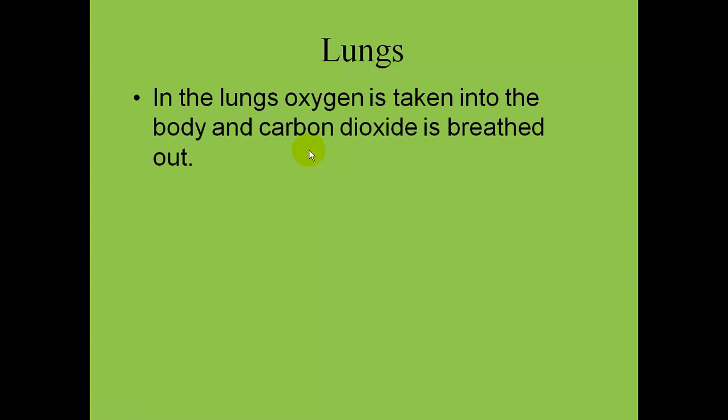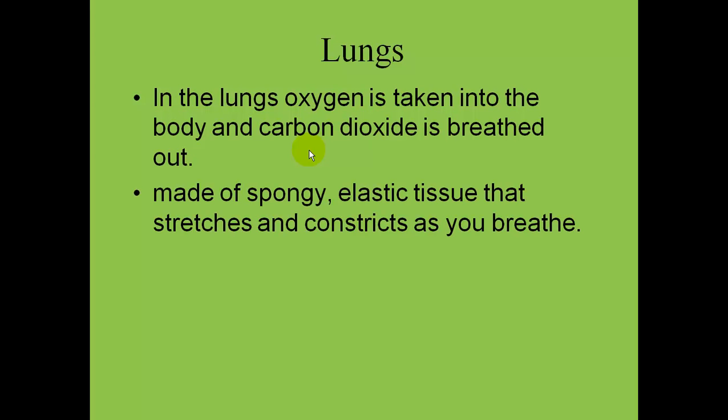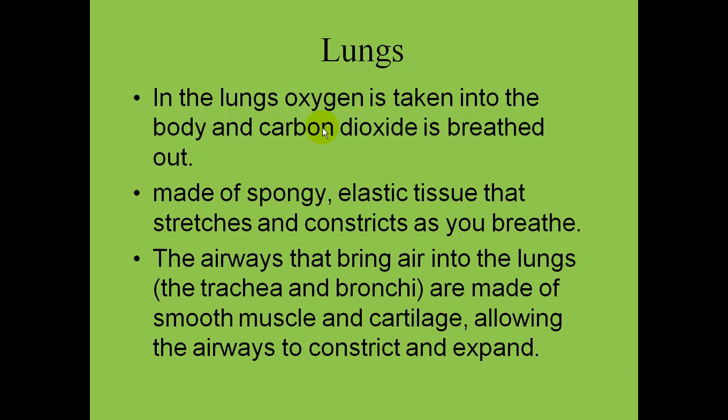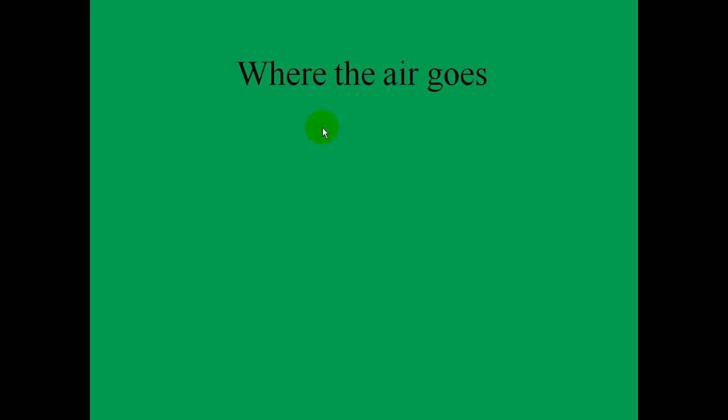Okay. All right, and now we're going to get into ours. The lungs. Oxygen is taken into the body, and obviously carbon dioxide is breathed out. Lungs are made of spongy, elastic tissue that will stretch and constrict as we breathe. The airways that bring air into the lungs, which is the trachea and the bronchi, are made of smooth muscle and cartilage, and that allows the airways to constrict and expand.